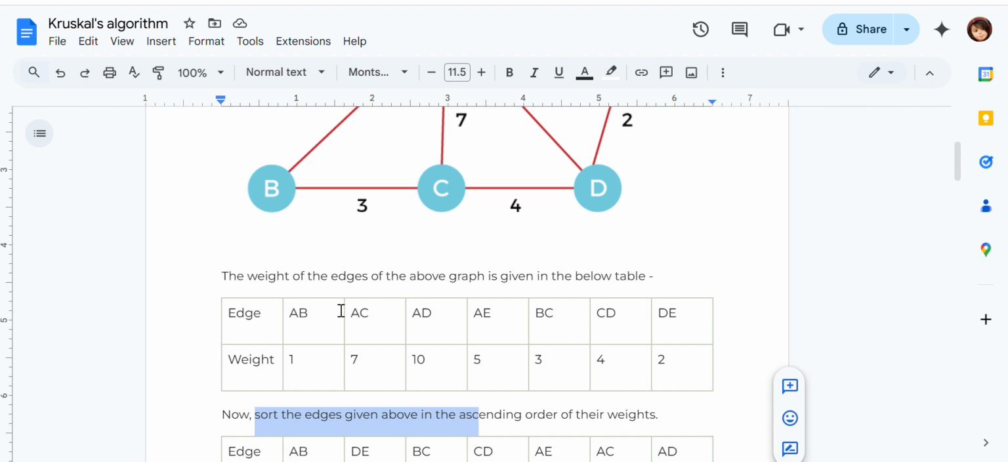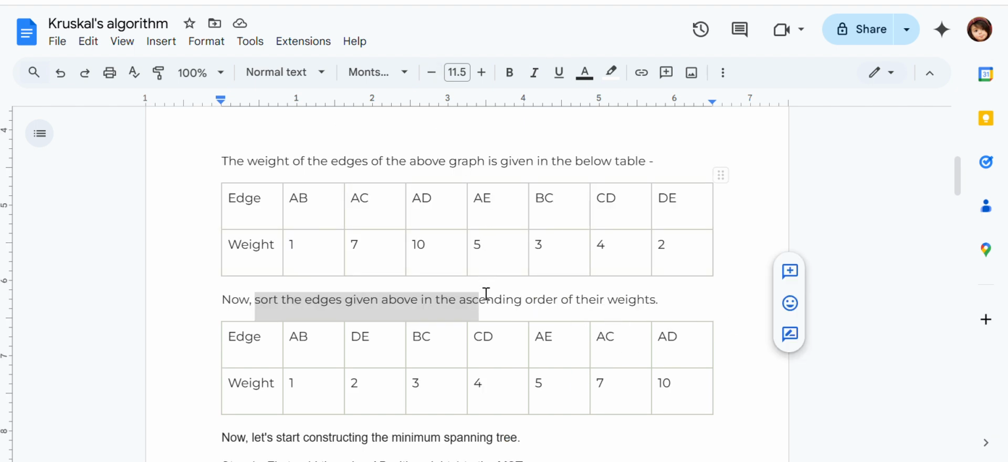We have to sort the edges based upon the numerical value in ascending order, the order of their weights. So we are going to sort the edges by weight, along with the edges.